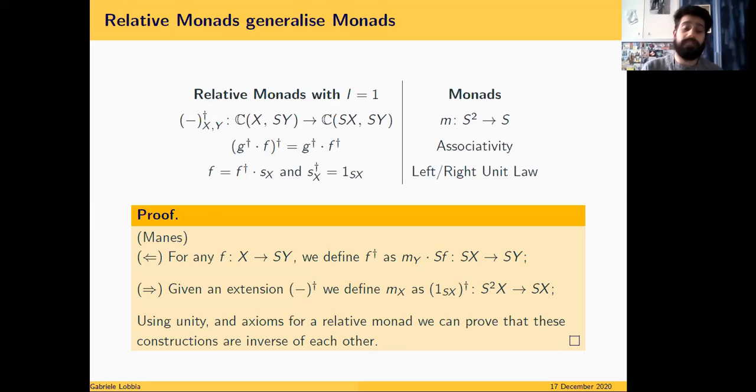And especially for this reason, you can also construct the classical category of a relative monad. If you have a relative monad, you can consider the classical category to be the category with objects the ones in C naught, not the ones in C, but the ones in C naught. And as morphisms, you consider the morphisms in C from IX to SY. And basically then you do what you do in the classical case. The extension would give you a composition and so on and so forth. So you can get a classical construction for relative monads.